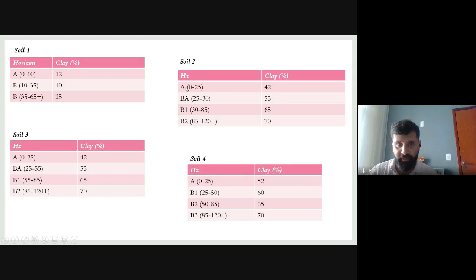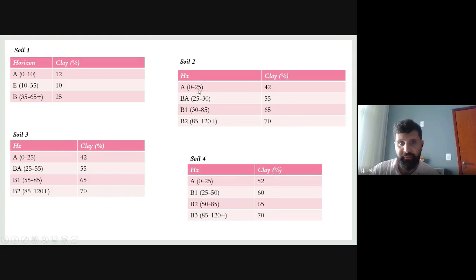In this case it is the A horizon, and the horizon with the highest content of clay is the B2 horizon. We can't, or we shouldn't, compare the clay content of B2 and A, because the distance between them is higher than only 15 centimeters.